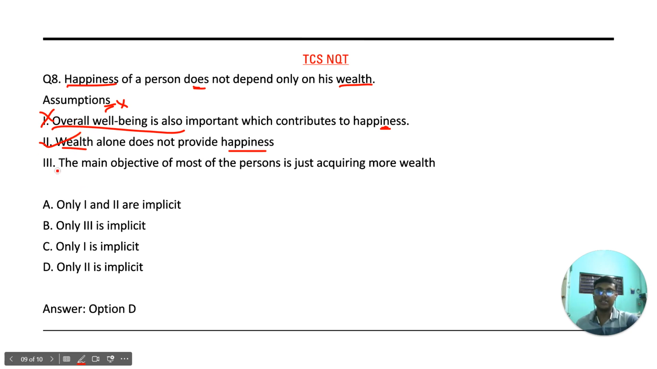Next, let's see assumption 3. Assumption 3 says the main objective of most of the people is just acquiring more wealth. It is clearly not the correct assumption because nothing about acquiring more wealth and the objective of most people is given in the statement, and thus this assumption is clearly a wrong assumption. Hence, only assumption 2 is correct. Thus, our option D is the correct option.